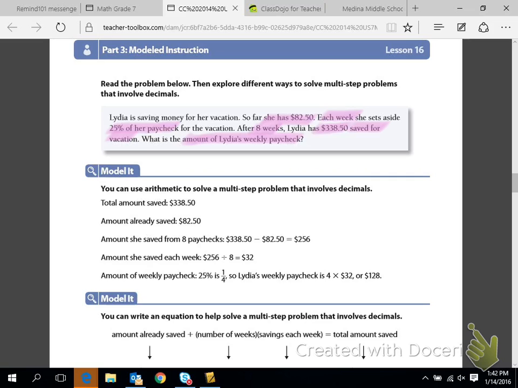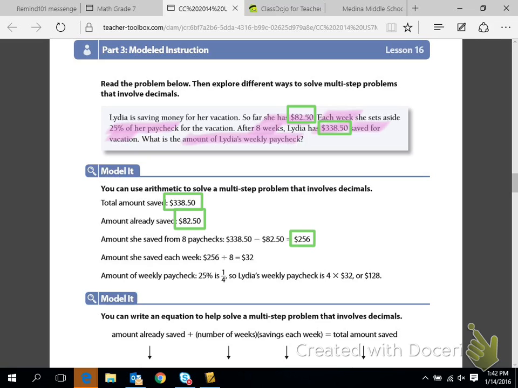So the total amount saved is $338.50, and again, that's found in the original problem. She has already saved $82.50, and again, that's in the problem. The amount she saved from 8 paychecks would be $338.50 minus what she already had. So she has saved $256 in 8 weeks. That's not information from the original problem.